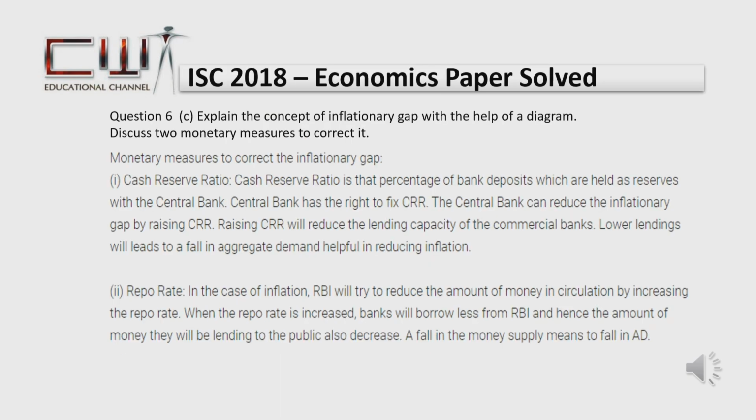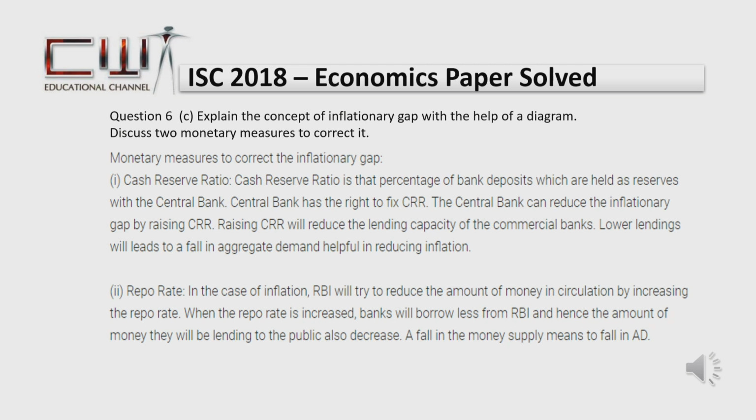The monetary measures to correct inflationary gap are the cash reserve ratio and the repo rate. The cash reserve ratio is the percentage of bank deposits which are held as reserves with the central bank. The central bank has the right to fix the CRR. The central bank can reduce the inflationary gap by raising the CRR. Raising CRR will reduce the lending capacity of the commercial banks. Lower lending will lead to a fall in aggregate demand, which is helpful in reducing inflation in the economy.